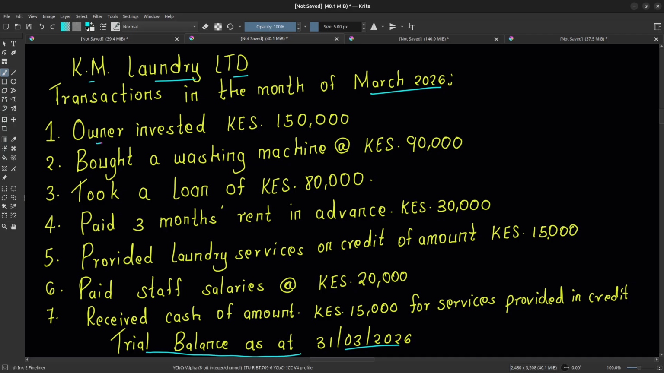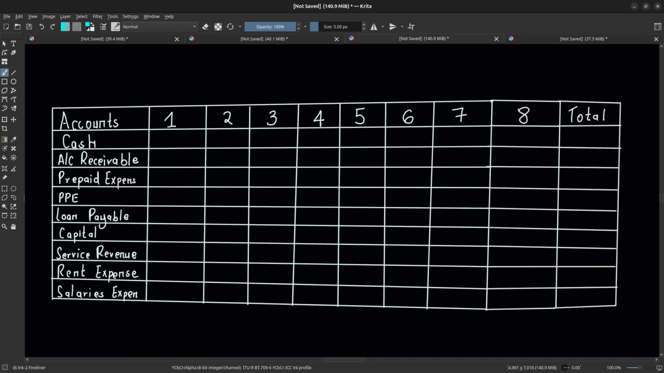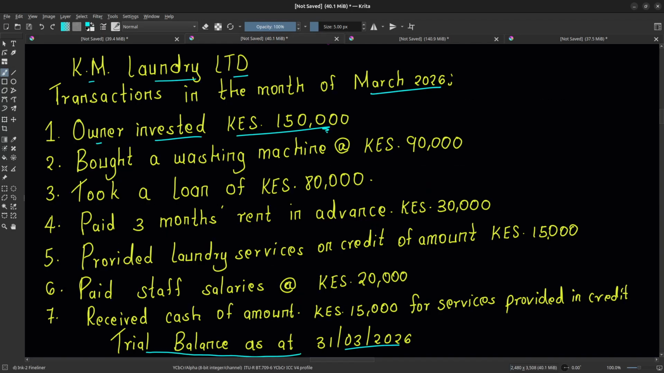So for the first transaction, we have the owner invested Kenyan shillings 150,000 in cash. Okay, so we need to recognize an increase to the cash account by debiting that account and recognizing capital to the equity account by crediting 150,000. This shows an increase to the equity account. Now let us look at the second transaction.